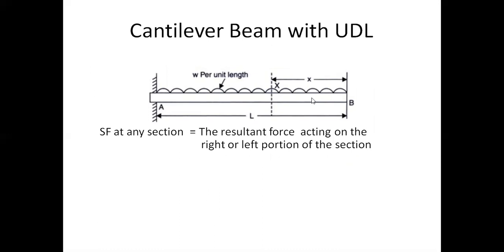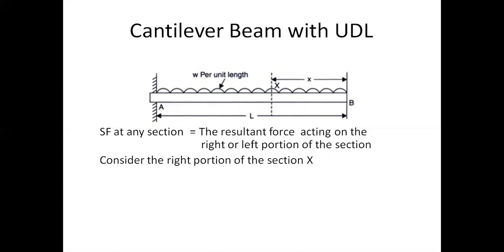For example, we have taken this uniformly distributed load on cantilever beam AB. If we want to find the shear force at X, we have to consider either the right side or the left side of this section, depending on the circumstances, but any one portion we have to take. Suppose I have taken the right section: the total resultant force acting on this section, the net load, will be the shear force at this section.